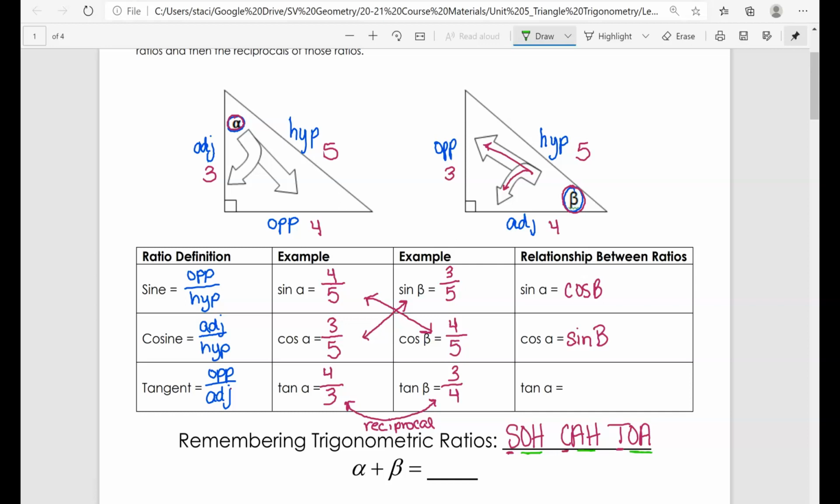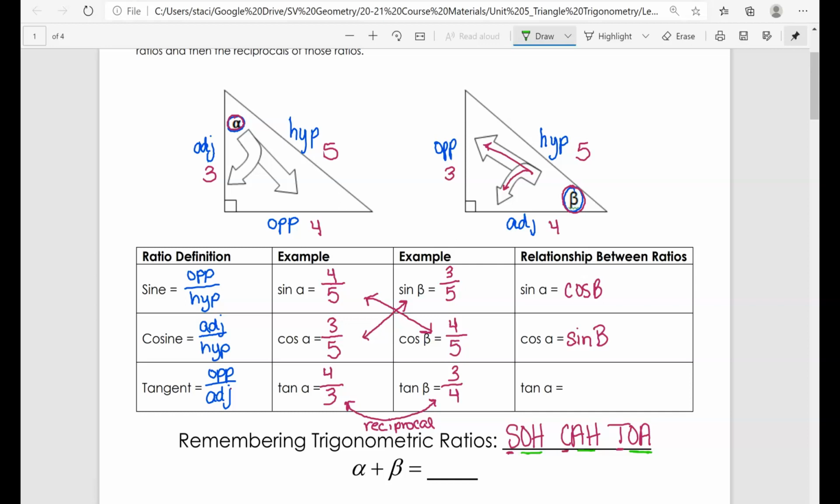So as you proceed, especially in these beginning days when you're first learning your trig ratios, I highly recommend that you write SOHCAHTOA at the top of your paper every single time. And so the more you write it, the more you're going to remember what your trig ratios stand for and which sides you have to look at.